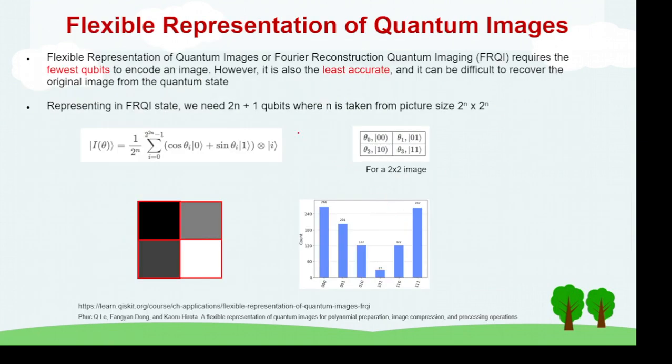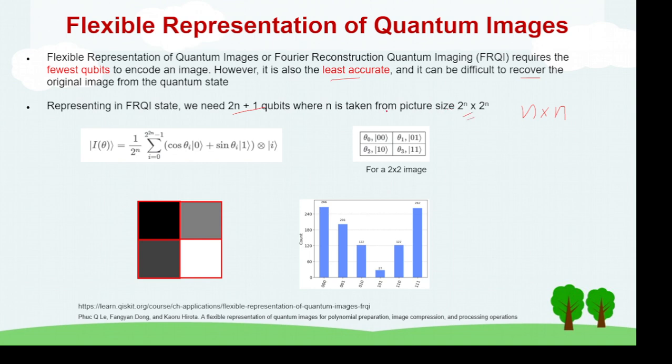It requires the fewest qubits to encode an image. It is also the least accurate, and it can be difficult to recover the original image from the quantum state. So let's see why it's less accurate and difficult to recover the original image. Basically, it needs 2n plus 1 qubits. What is n? n is taken from the picture size, 2 to the power of n by 2 to the power of n. The image is given as a 2^n by 2^n pixel image. So remember that.